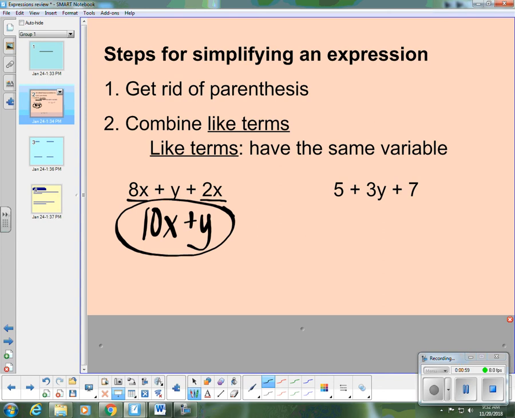Like terms have the same variable. Well, the 5 and the 7 have the same variable. That's no variable, so I'm allowed to combine those. 5 plus 7 is 12, and I'm going to bring down the 3y. It cannot be combined with the 12.